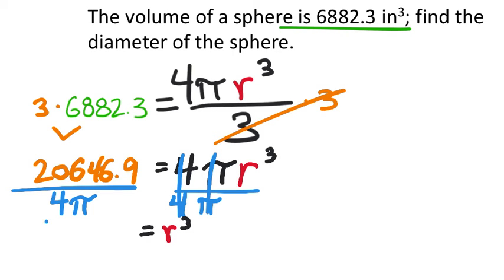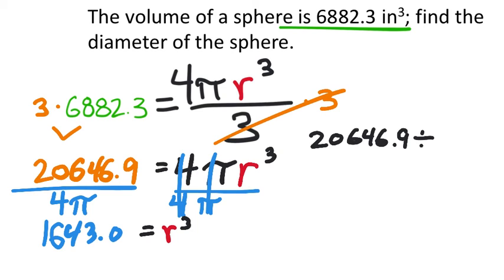1,643 point, I got 0.2, so I'm just going to make that 0.0. Isn't it 16,000? All right, be careful with that, because let's show what was typed in the calculator here, okay? So 20,646.9, and then the calculator shows divided by 4 pi like this.